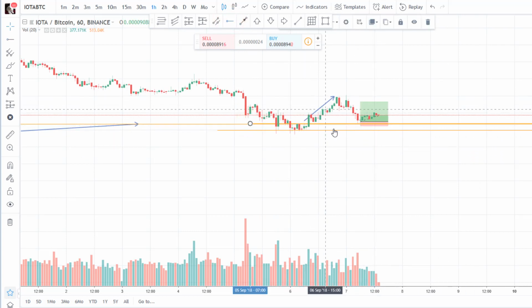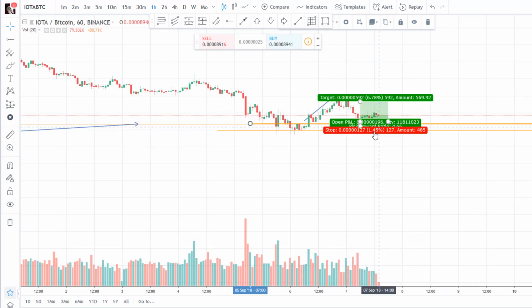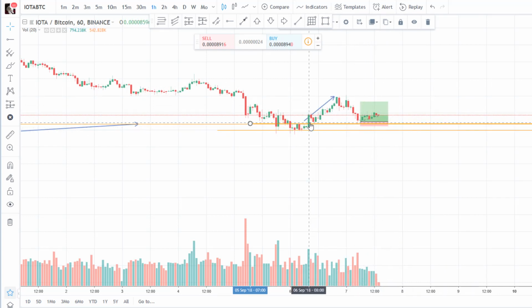And these two levels have held up. And that's actually where I entered. I entered right here above this, you'd say, minor inflection support point.